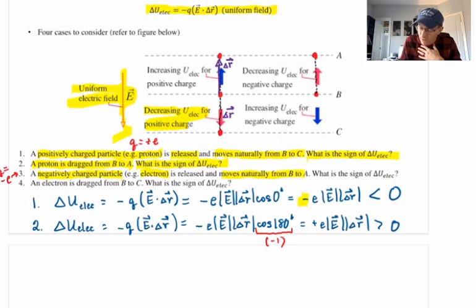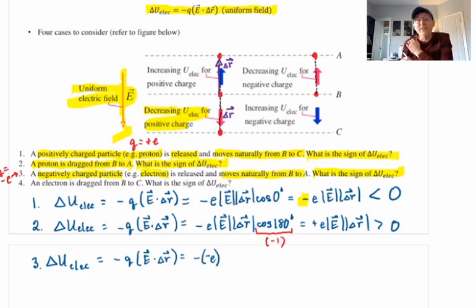So now here's the question, though. What's the sign of delta U electric in this case? Well, let's work it out. Negative Q times E dot delta R. Negative, okay, now be careful. The Q is negative little e. Then I have magnitude of electric field, magnitude of delta R, cosine of the appropriate angle. Well, let's think about this.